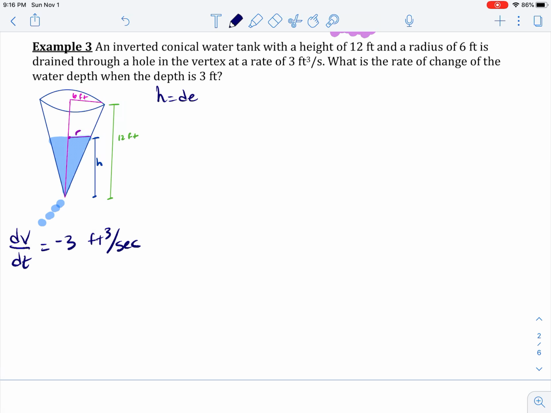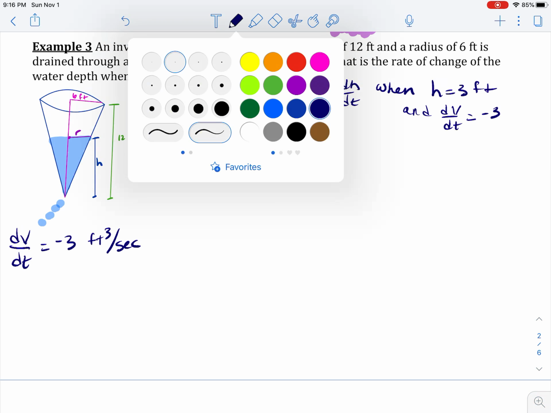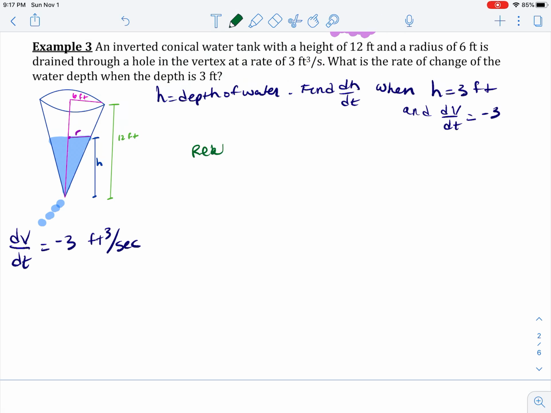All right. And it's asking us what is the height, what is the water depth. So if I say H is equal to the depth of the water, it's asking us to find dH/dt when the depth is equal to 3 feet, and we know that dV/dt is equal to minus 3. Good. So first we want to relate our variables.